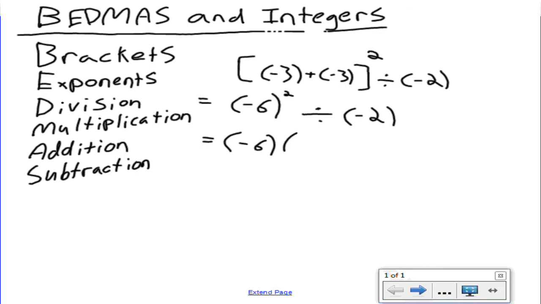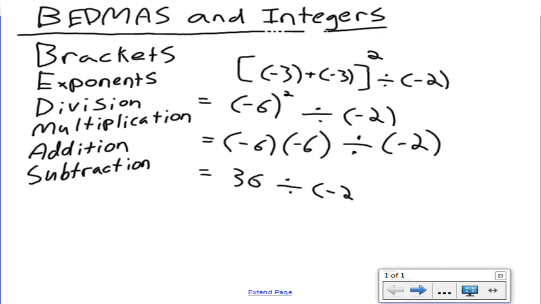times negative 6 divided by negative 2. Negative 6 times negative 6. 6 times 6 is 36. Because it's two negatives, negative times a negative is a positive. So 36 divided by negative 2. 36 divided by 2 is 18. Okay? But because I'm dividing a positive by a negative, my answer is always going to be a negative.